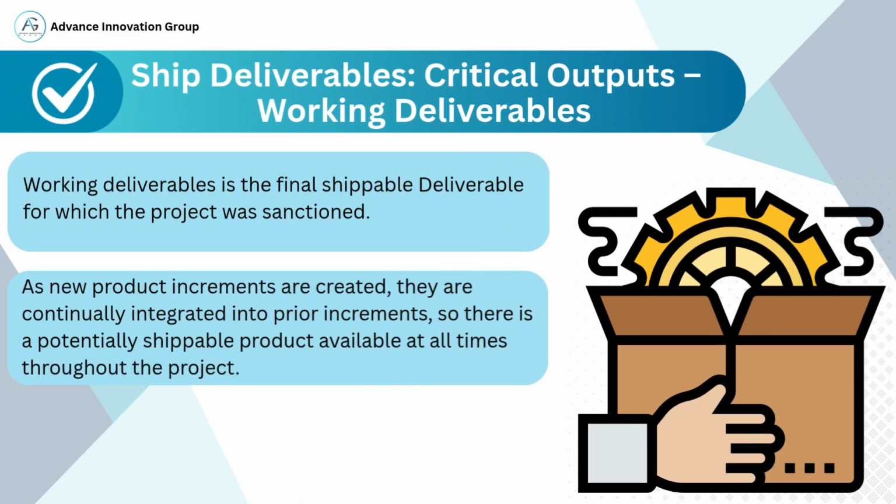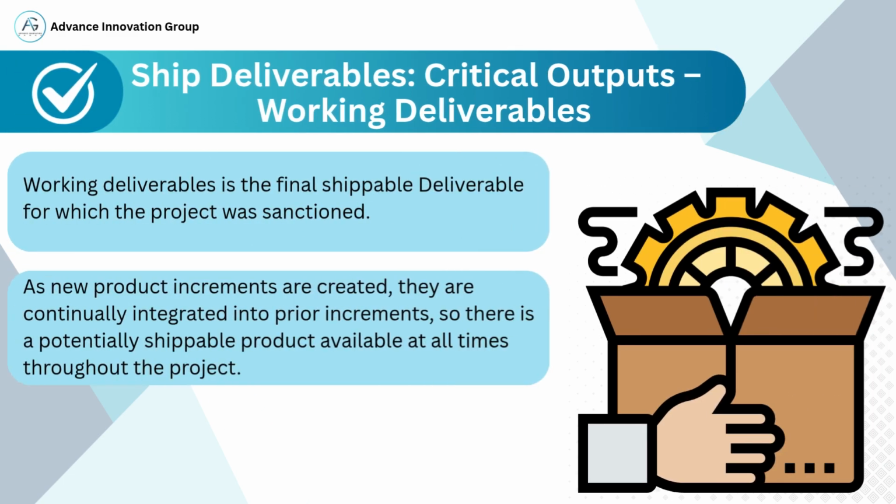This slide focuses on one of the most important outcomes of the Scrum process: the working deliverables. A working deliverable refers to the final shippable output of the project, the product or service for which the project was originally approved and funded. In Scrum, with each sprint, the team develops product increments that are potentially shippable. These increments are not developed in isolation. They are continuously integrated with earlier deliverables.